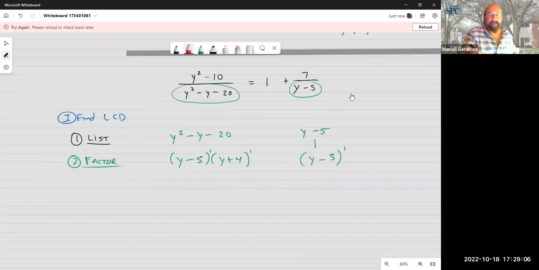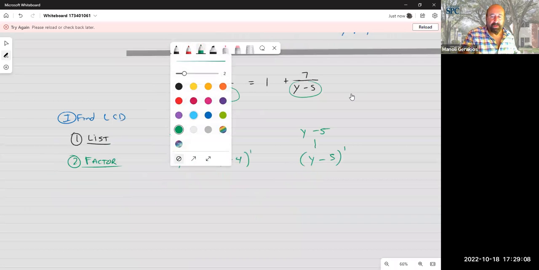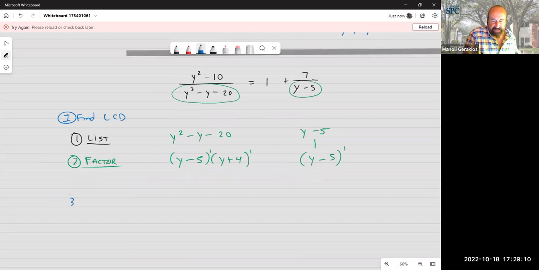Now we're ready to assemble the LCD. The LCD contains one of every different kind of factor in all the factored denominators. So what do we have?